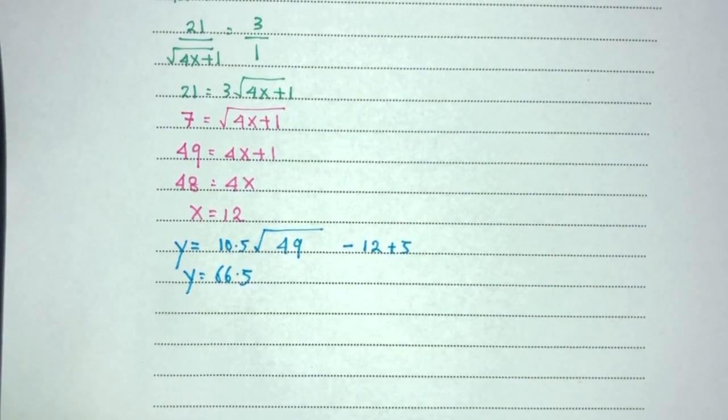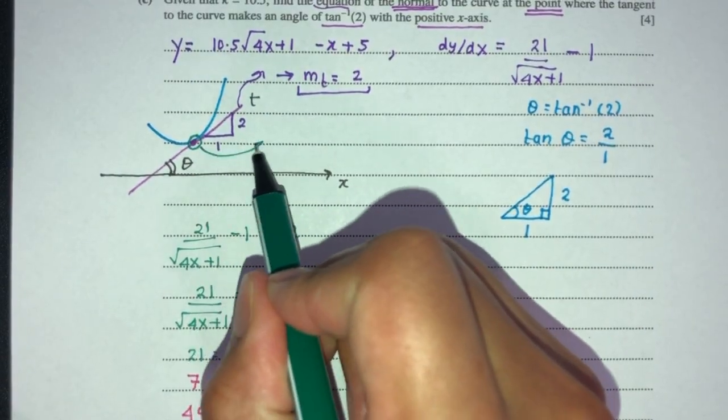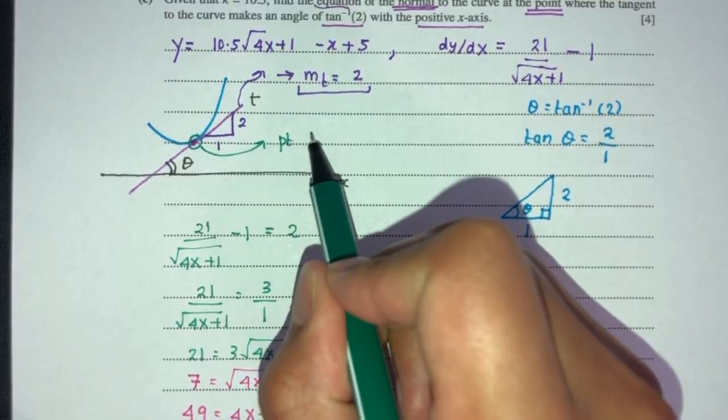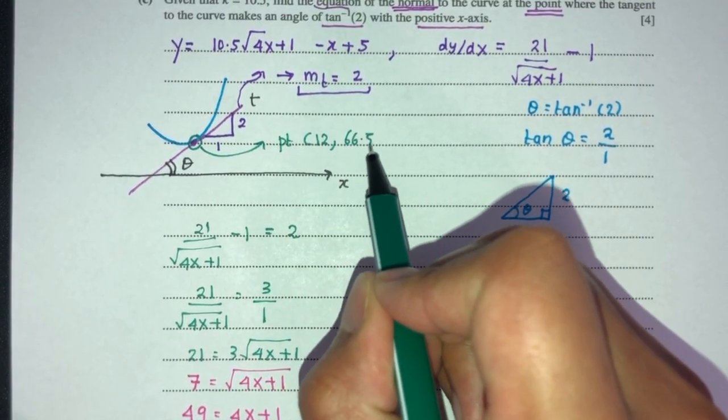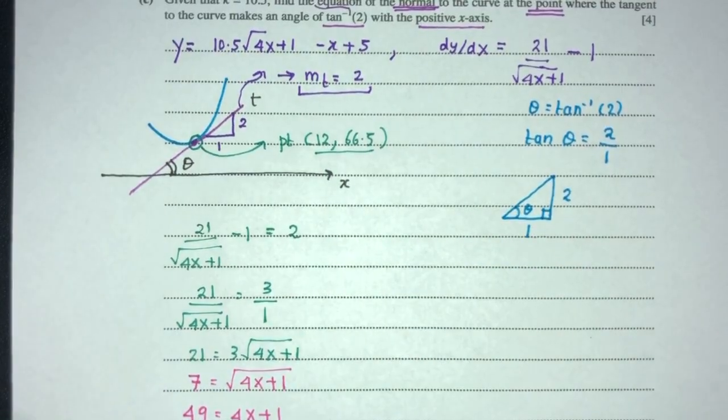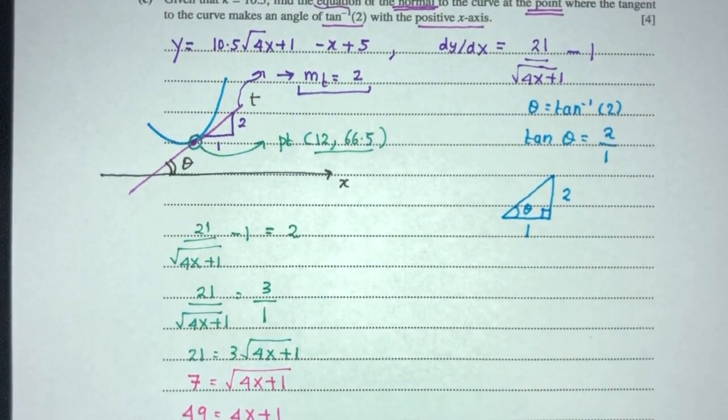Again, the whole thing amounts to what? I did all this for what? Because I wanted to find this point. So the point here in question was the value of 12 and 66.5. It is important to have a passing point to find the equation of a line. That's why I had to find the point. Now, the goal is to find the equation of the normal.